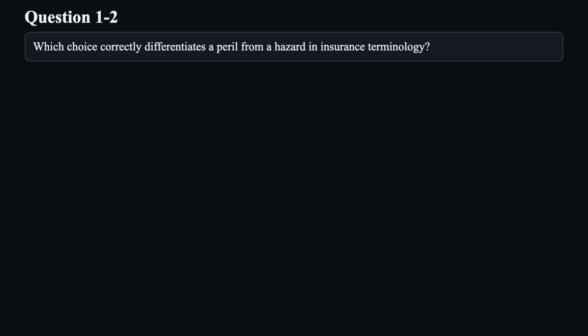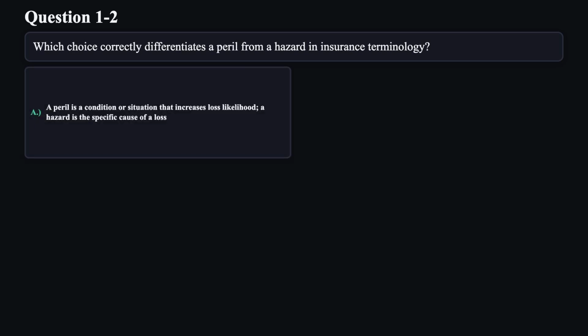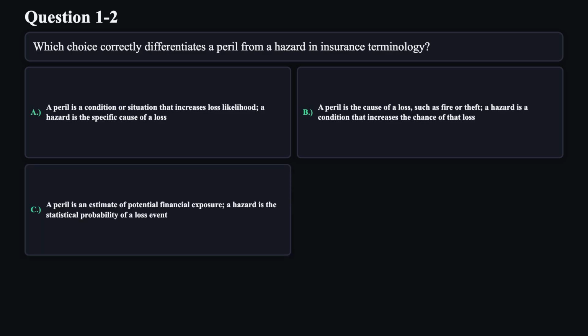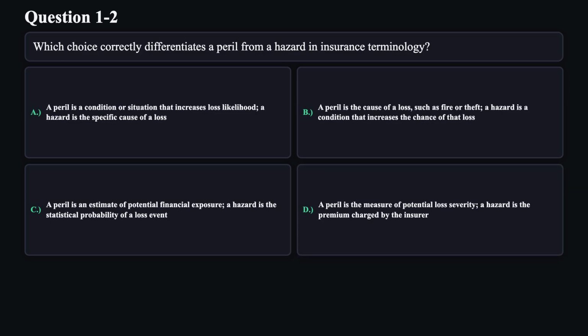Question 2. Which choice correctly differentiates a peril from a hazard in insurance terminology? A, a peril is a condition or situation that increases loss likelihood. A hazard is the specific cause of a loss. B, a peril is the cause of a loss, such as fire or theft. A hazard is a condition that increases the chance of that loss. C, a peril is an estimate of potential financial exposure. A hazard is the statistical probability of a loss event. D, a peril is the measure of potential loss severity. A hazard is the premium charged by the insurer.